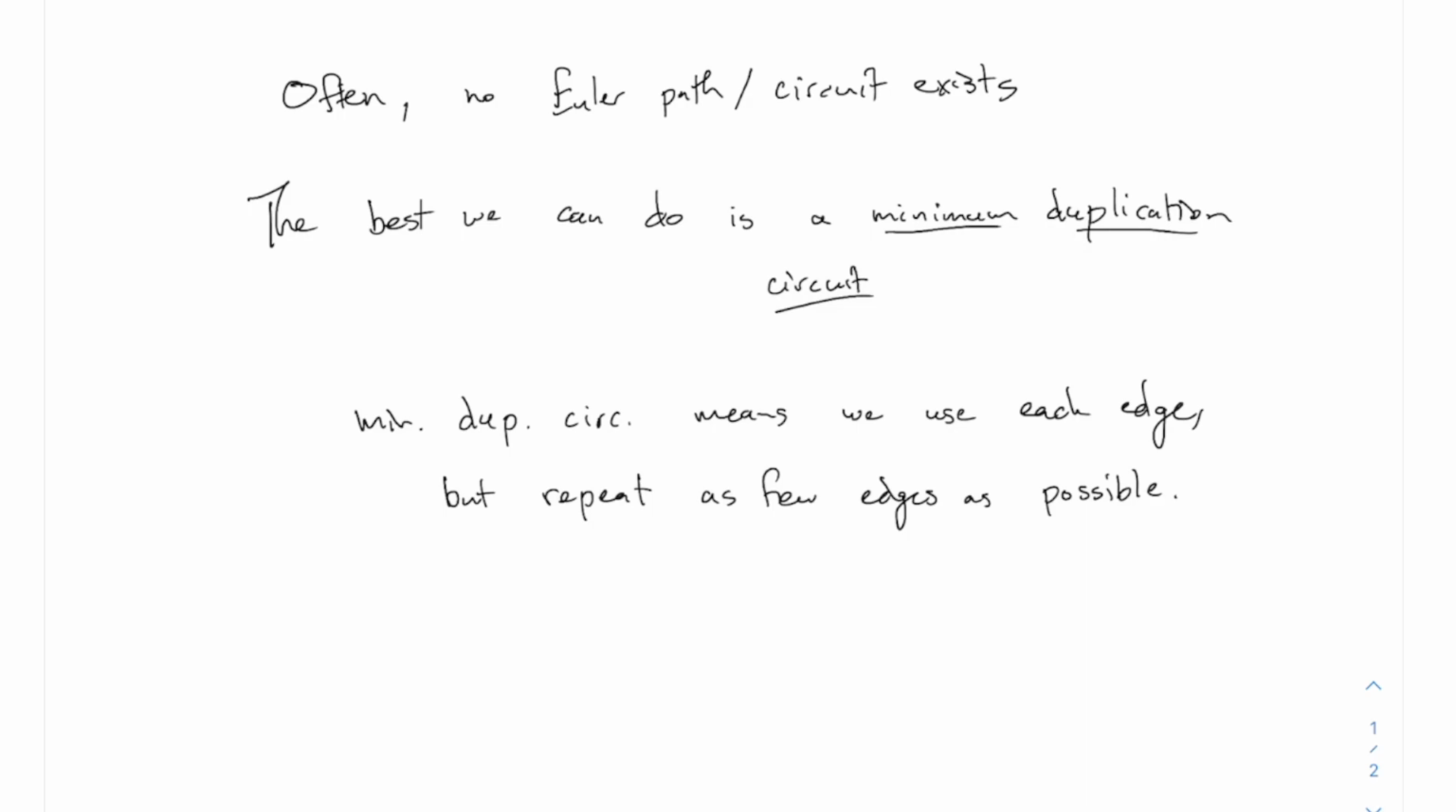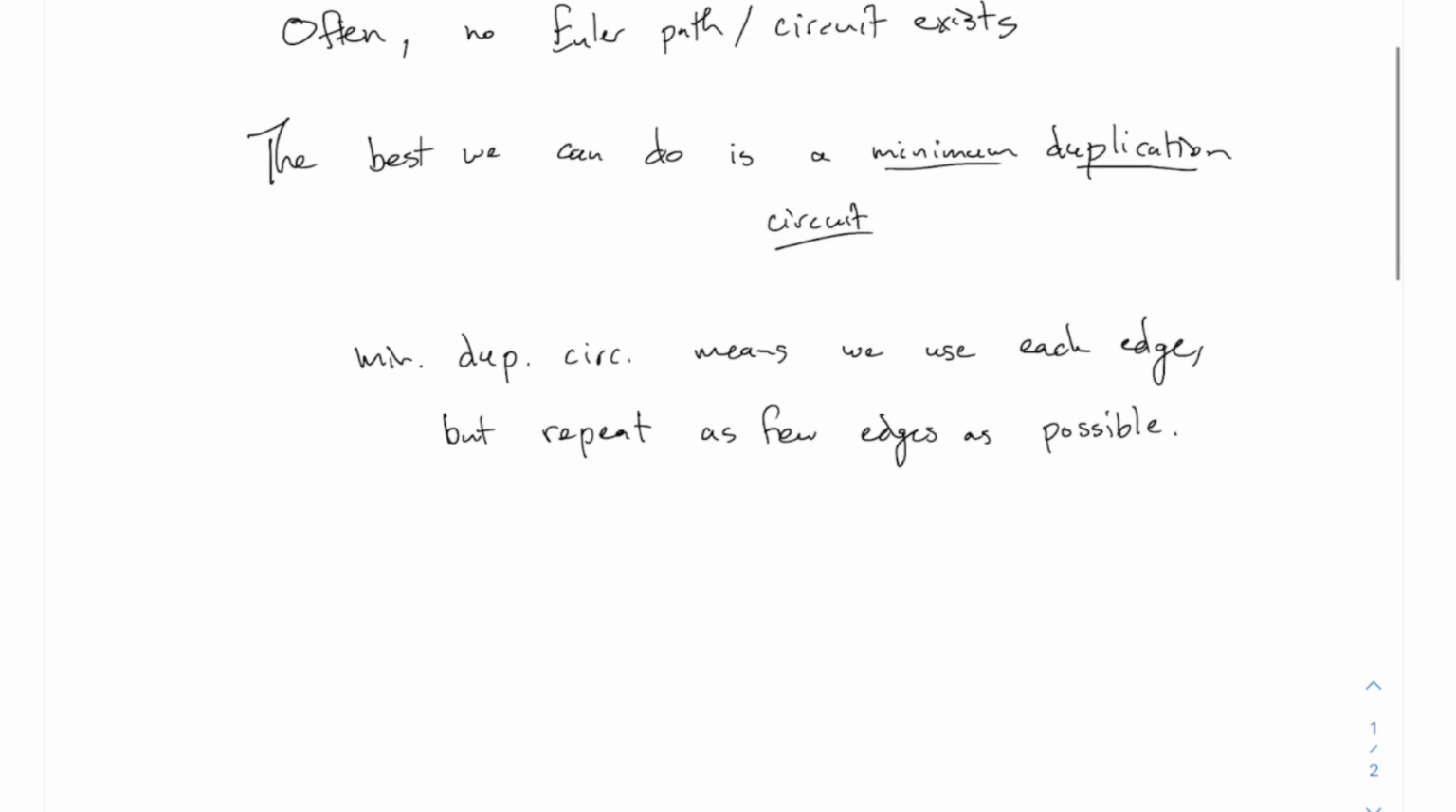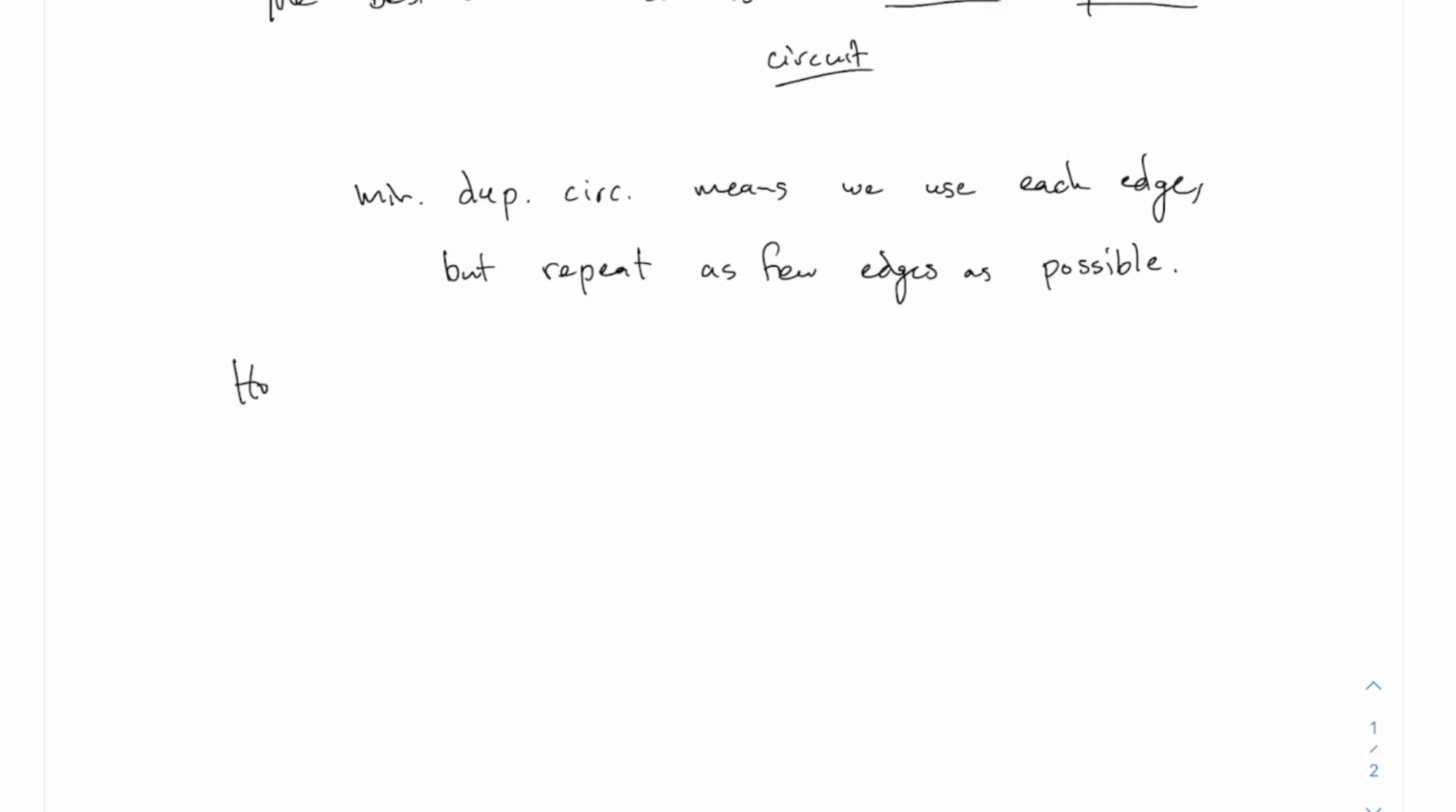What I want to talk about today is, if I show you a graph, how can you find a minimum duplication circuit? This is useful when there is no Euler circuit, which is actually very often. If I just show you a random graph, it's probably not going to have an Euler circuit. The best you can do in such a situation is called a minimum duplication circuit. So, how do we find them? That's our main topic for today. How do we find a minimum duplication circuit?